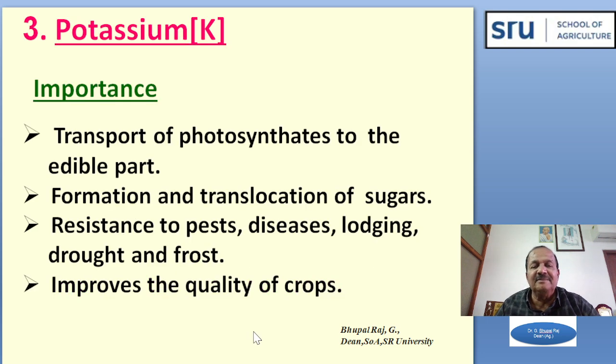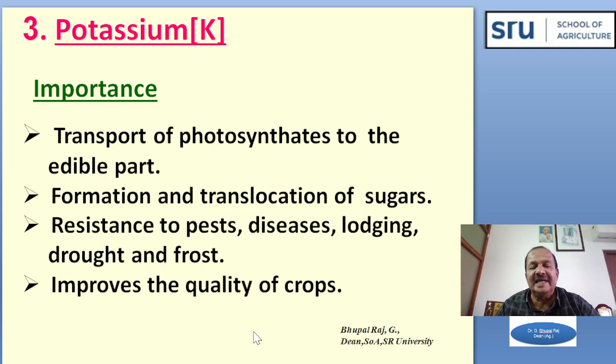Next, the third important element among the major nutrients is potassium. The function of potassium in the plant is that it is a transporter of photosynthates to the edible plant part. From the stem, from the root, from the leaf, the photosynthates will be transferred to the edible part. For example, in paddy the edible part is grain, and in maize the edible part is the maize cob grain.